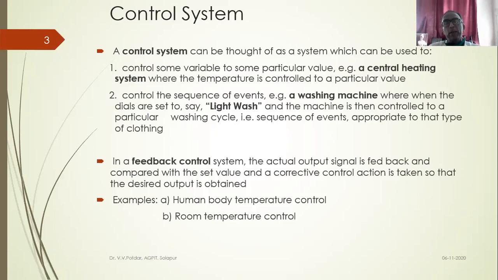In a feedback control system, the actual output signal is fed back and compared with the set value, and a corrective control action is taken so that the desired output is obtained. Example, human body temperature control.